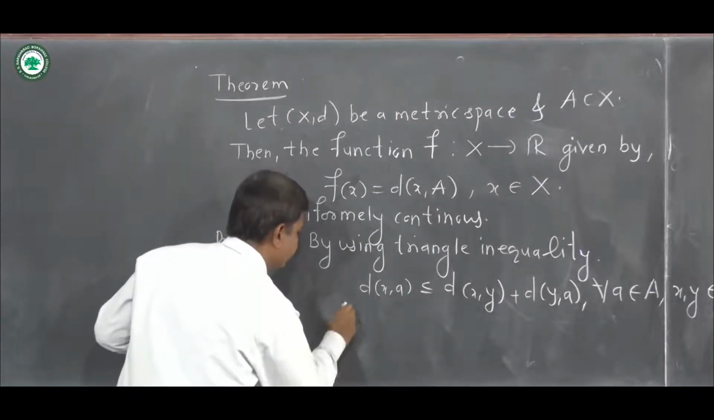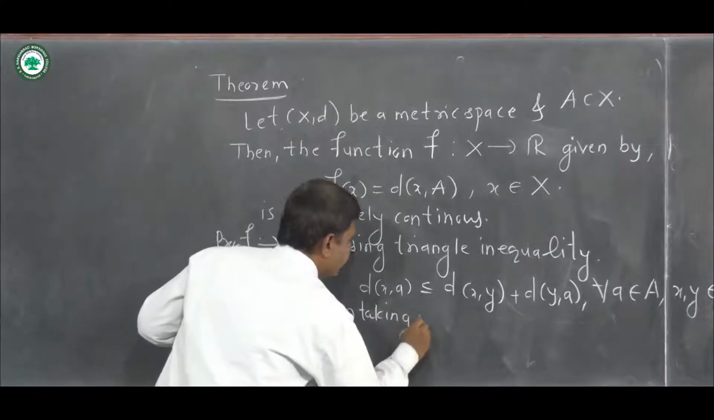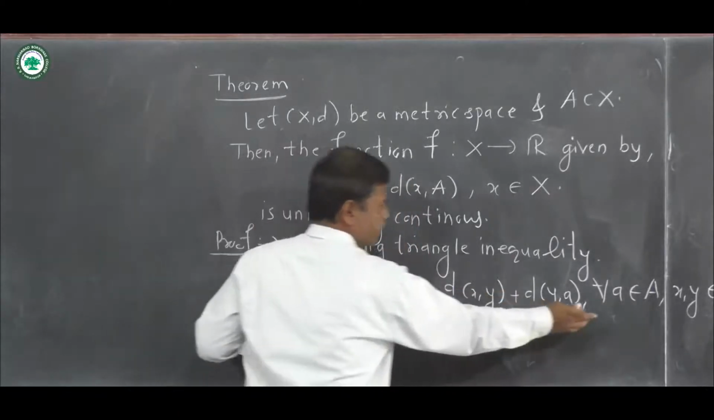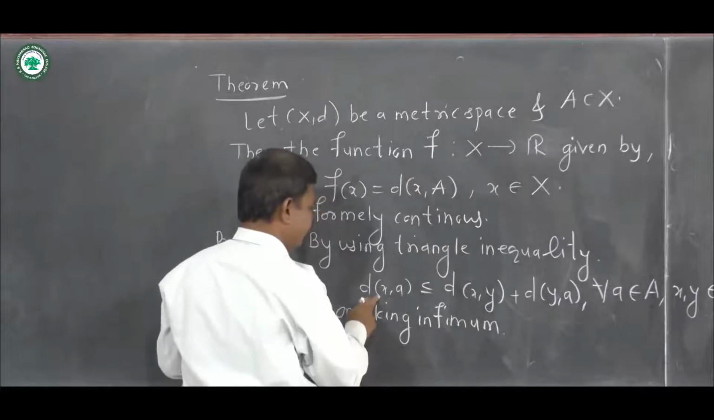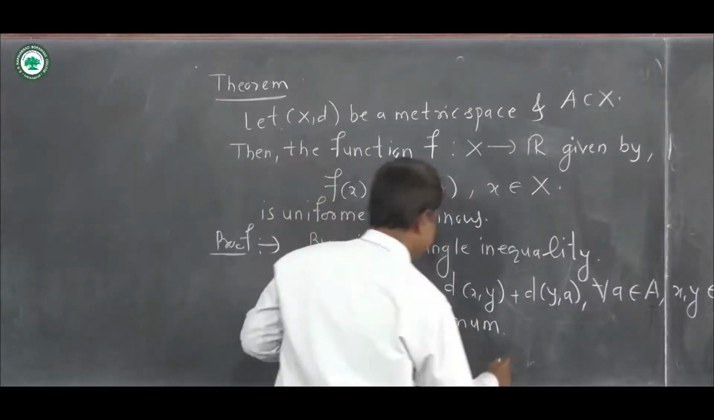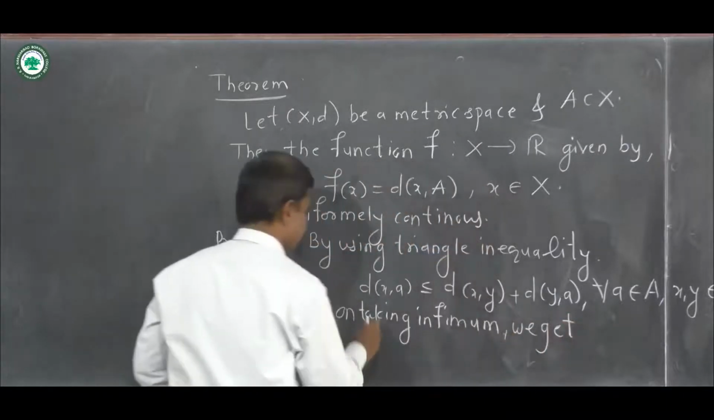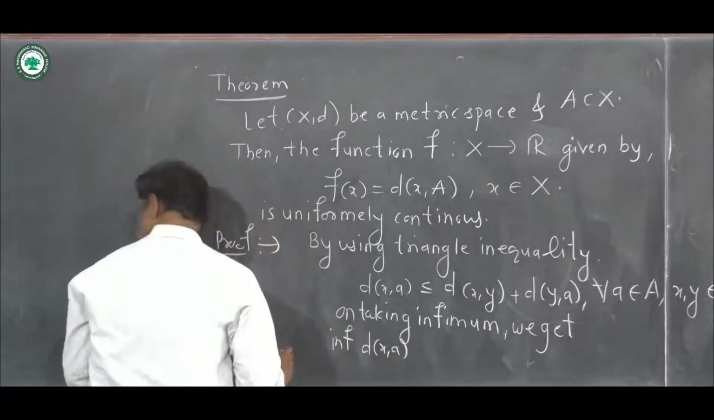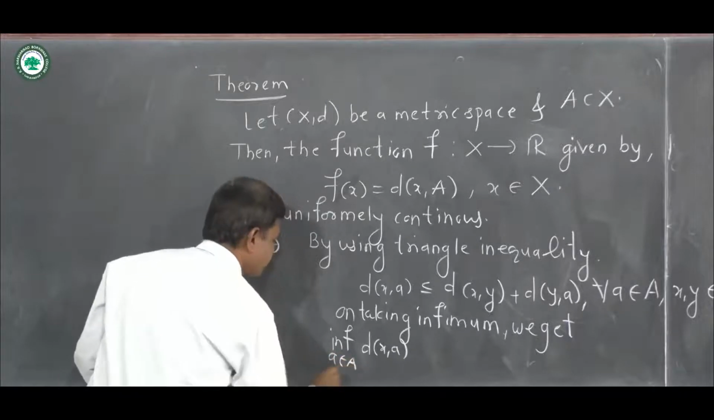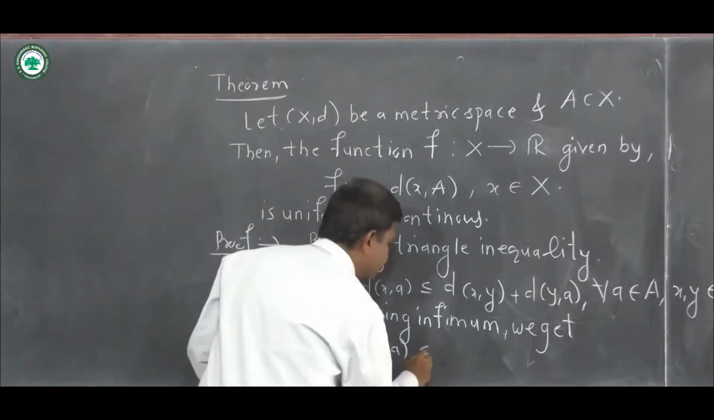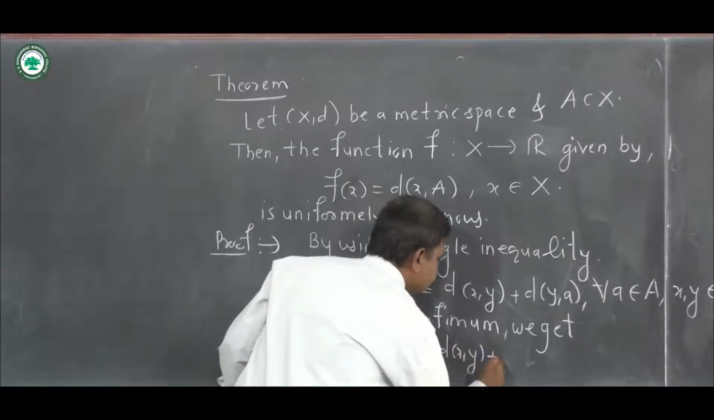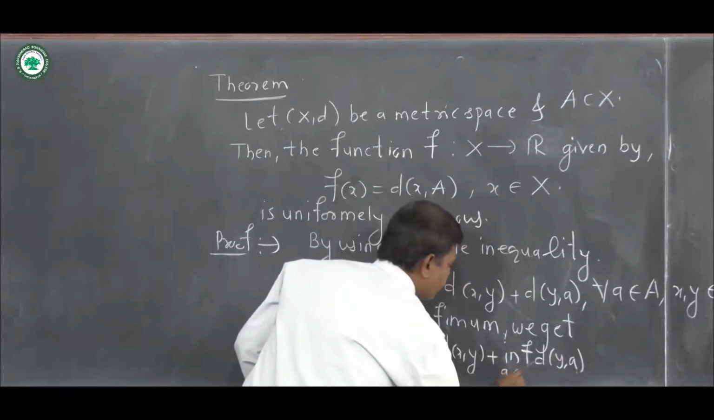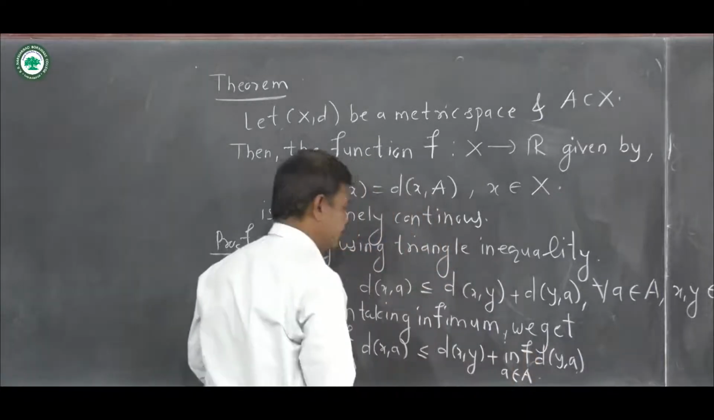Then on taking the infimum over this set A of all these values, we get d of x comma a, infimum of this, is always less than or equal to d of x y plus the infimum of d of y a, where this infimum is taken over all elements of this set A.